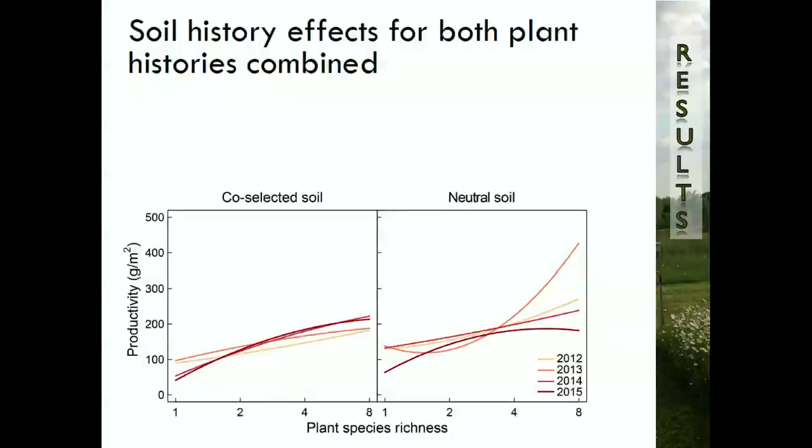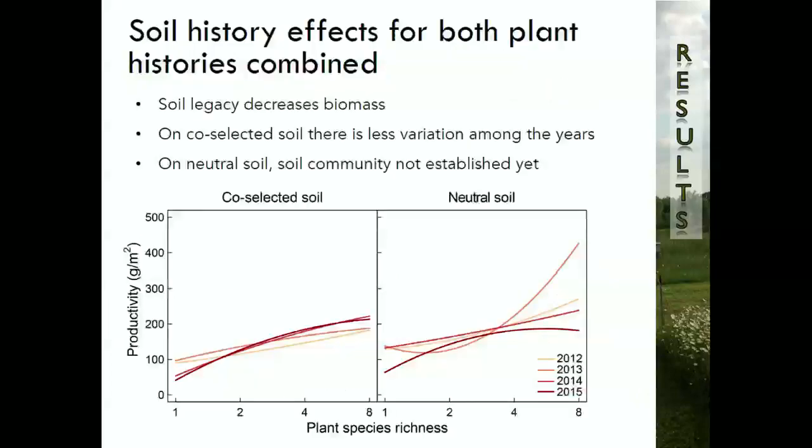So this is the effect then of the soil history, again, on the aboveground community. On the left-hand side is the co-selected soil, and on the right-hand side is the neutral soil, also over the 4 years. We found that this kind of soil legacy, or co-selected soil, generally decreased biomass. So biomass is lower in this treatment, but it also somehow dampened the variation between the years. Here there's much more temporal variation.